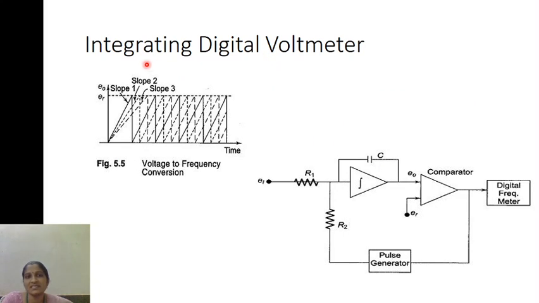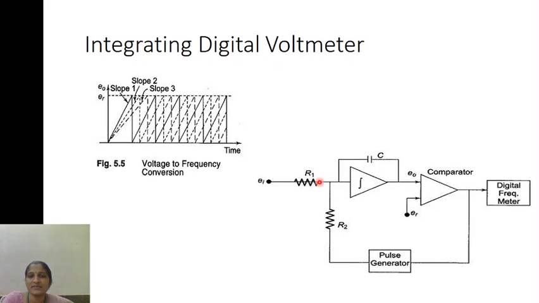And the next one is the integrating digital voltmeter. Here this works on the principle of voltage to frequency conversion. Whenever you see here, this is the integrator, and parallel to that a capacitor is given here, and an input voltage is applied here. This input voltage is given to the integrator so that it goes on adding the voltage.